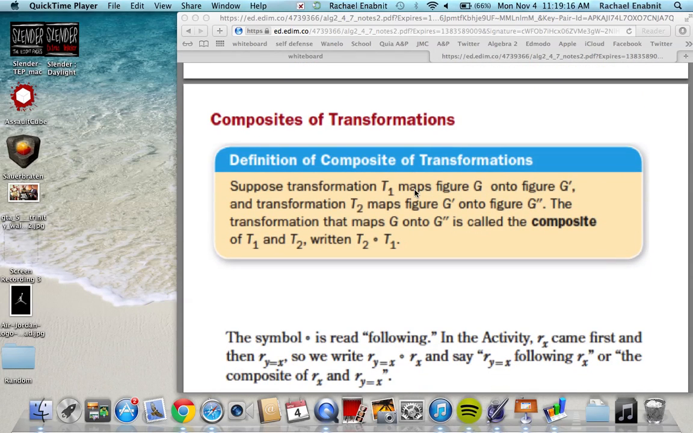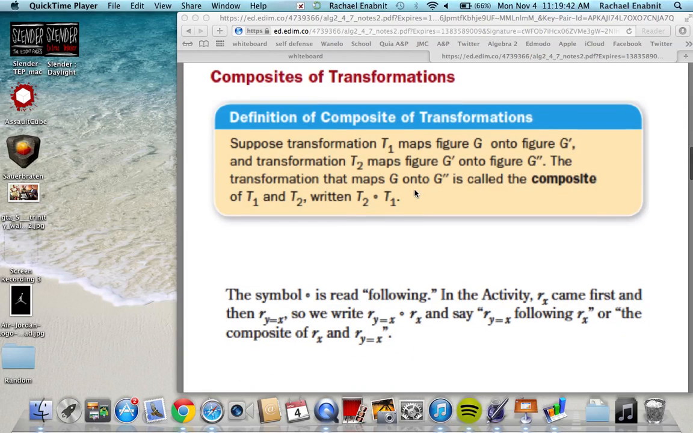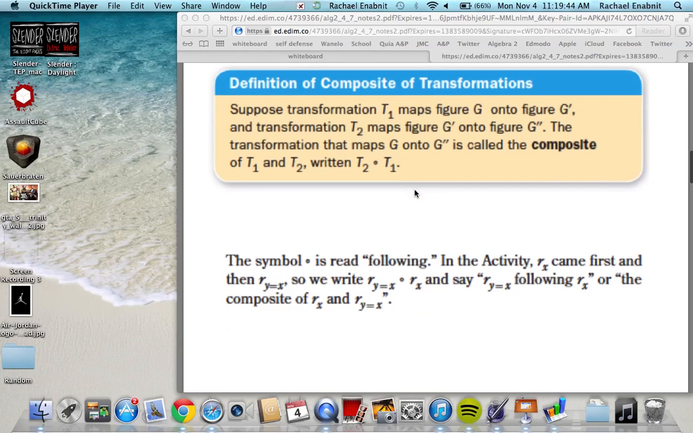Definition of composite of transformations. Suppose transformation T1 maps figure G onto figure G', and transformation T2 maps figure G' onto figure G''. The transformation that maps G onto G'' is called the composite of T1 and T2, written T2 following T1.